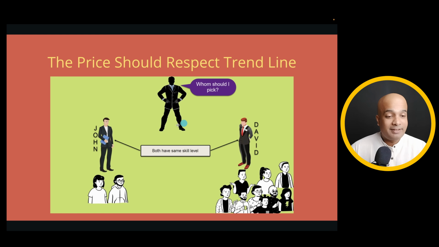For example, let's say you're working in a company, you are the boss, you have two managers, John and David. Both John and David have the same educational qualification, same number of years of experience, and assume they have worked 5 years in your company at a time. Now you need to give a promotion to one person. So to whom will you give, John or David?